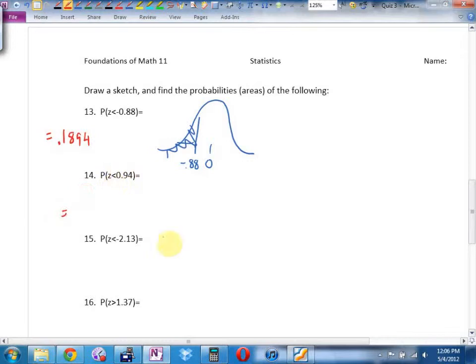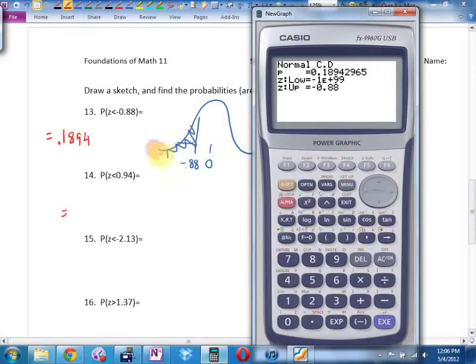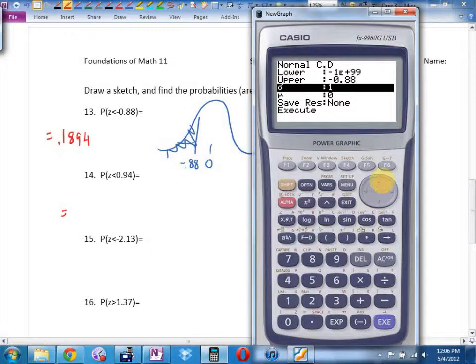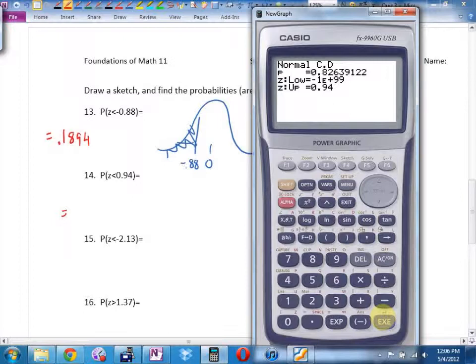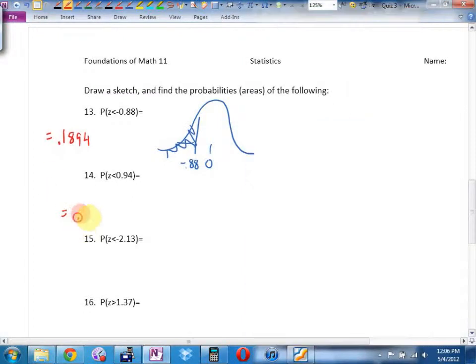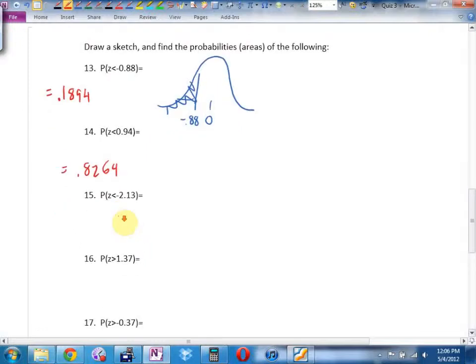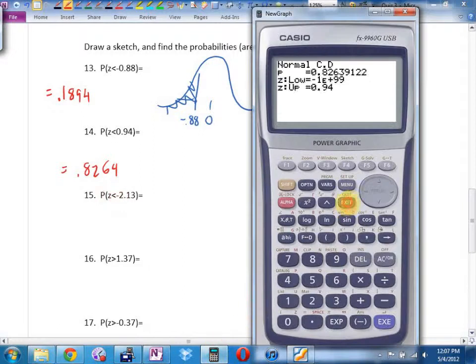What about everything below that? Well, my lower value is still going to be negative infinity. My upper value is going to be positive 0.94, 0.8264. Everything below to the left of that. So my lower value is still going to be negative infinity. My upper value is going to be negative 2.13. Wow, really small. 0.0166.